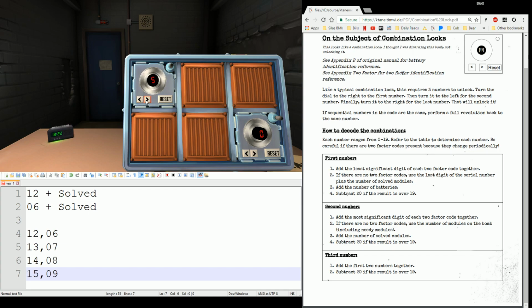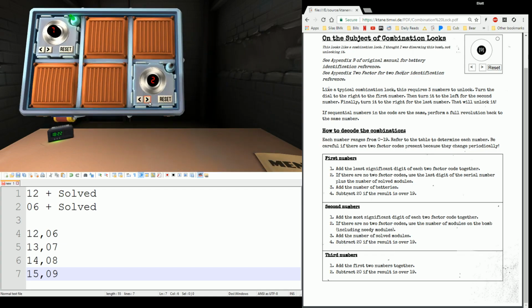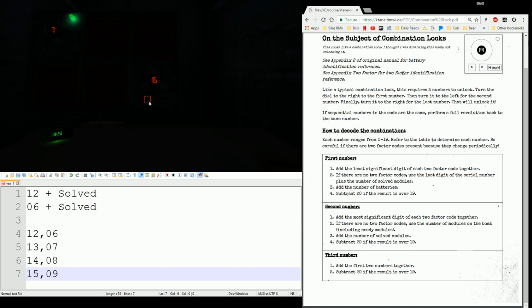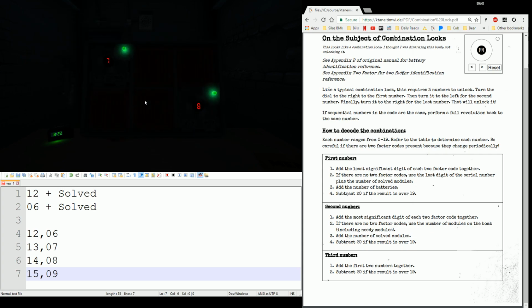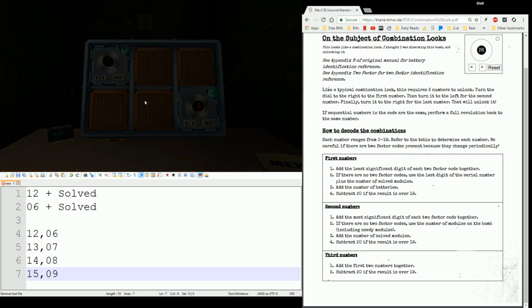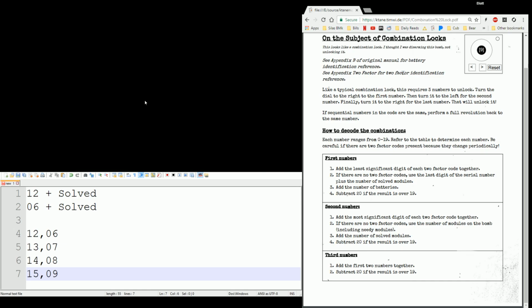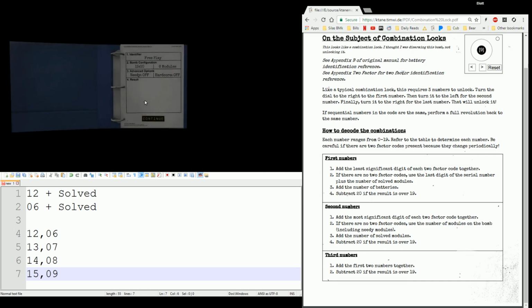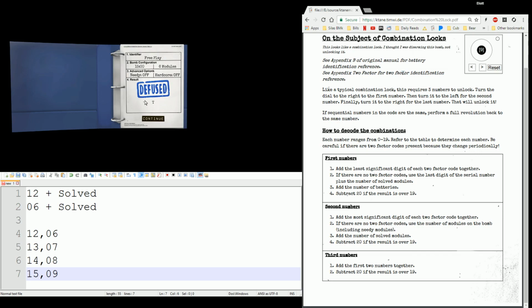And a lot of people don't like that element of combination lock. I admit I too feel that if you've got multiple ones, you can kind of cheese them if there's no 2 factors. And if there are 2 factors, then you're losing out on battery holders, you're losing out on ports, you're losing out on indicators, which affects so much more than just the 2 factor. So as a result, you don't typically see this module a whole lot.